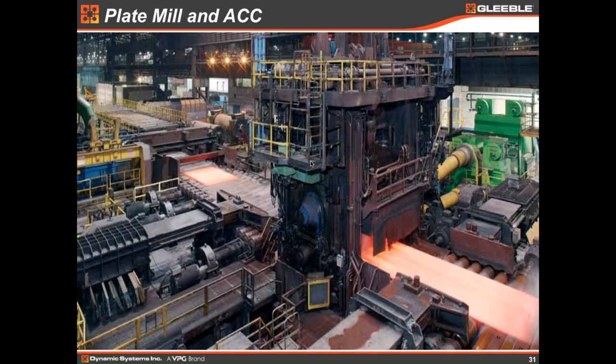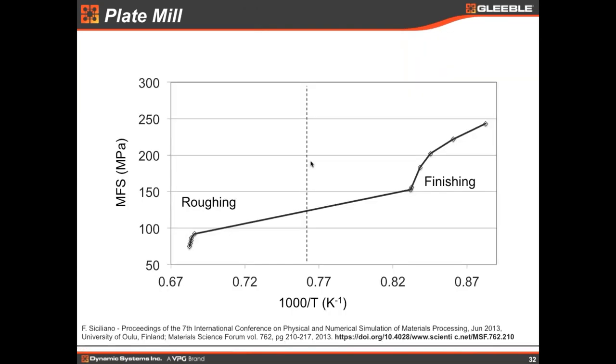And finally, plate rolling. Plate is very different from the others, because you have a roughing rolling at very high temperatures, and the passes occur mostly at the same temperature because you have a lot of heat being generated by deformation. After that, you have a long waiting time to reach the finishing temperature, and then you have the finishing slope or the strain accumulation slope.